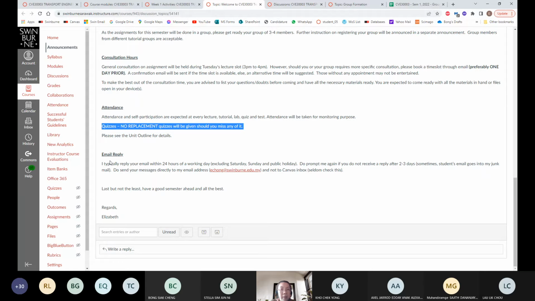Because I have had cases where students' emails go into my junk mail, and I did not realize that for a very long time. Or sometimes they ask me, have you seen my email? I said no. Then when I check, it's in my junk mail. And usually if your email goes into my junk mail, that same student will keep having their emails go into my junk mail. I don't know why. This is a system glitch, I think.